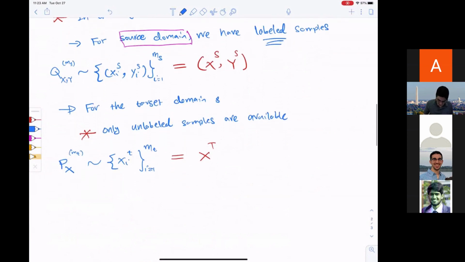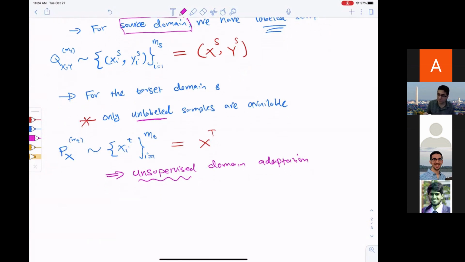This problem is called the unsupervised domain adaptation problem. Why unsupervised? Because I don't have any labels for my target domain during training. Only unlabeled samples are available during training. Okay, so that's one situation. Today we are going to mainly focus on this problem.